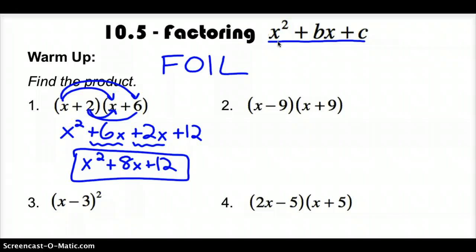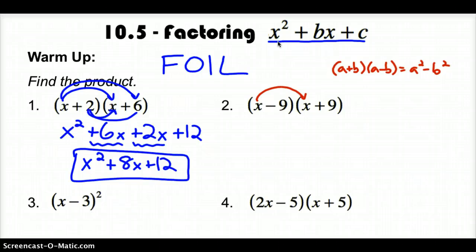This was that sum and difference pattern that we talked about. We said the sum and difference pattern was this: if we have a plus b times a minus b, when we FOIL, we end up with a squared minus b squared. But let's pretend we didn't know that, and we'll just go ahead and FOIL this.